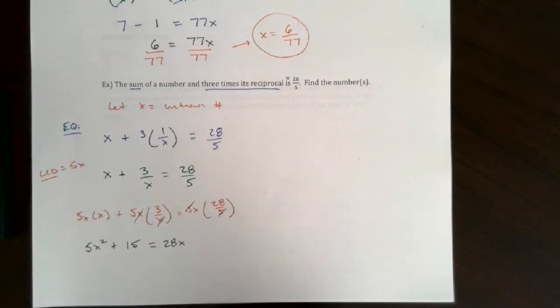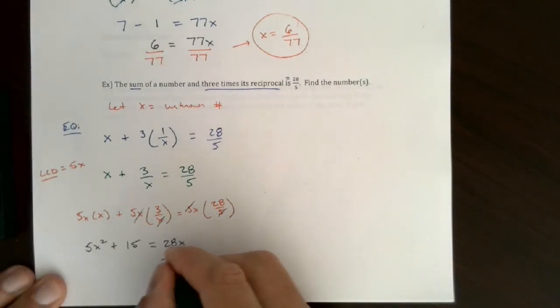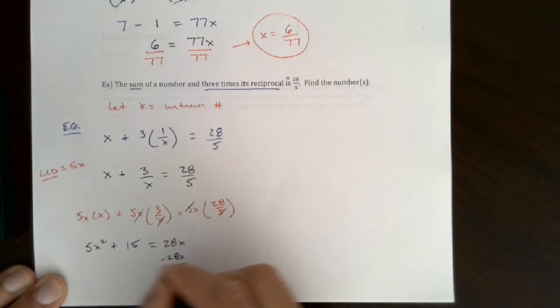Okay, and now we want to solve this. To solve this, notice you have the highest power of 2 here. It's a quadratic, so you want to get everything to one side and 0 on the other. To do that, I'll subtract 28x from each side.